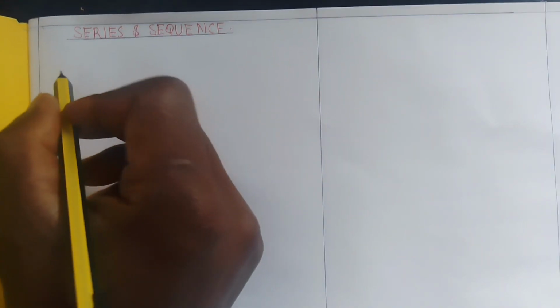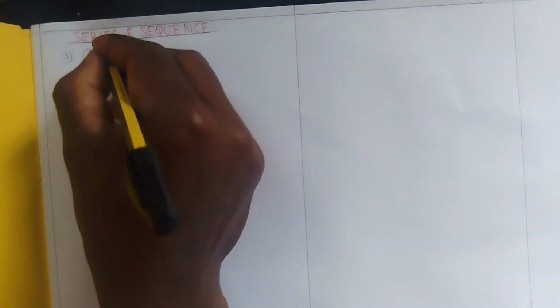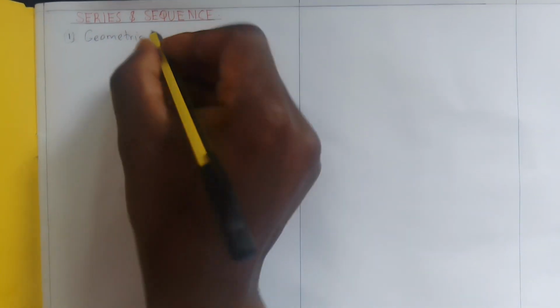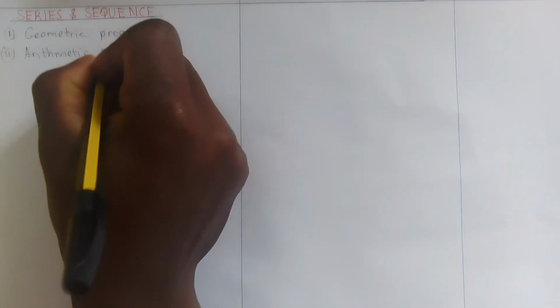Welcome. So series and sequence can be classified into two categories. The first one, geometric progression. And the second one, arithmetic progression.